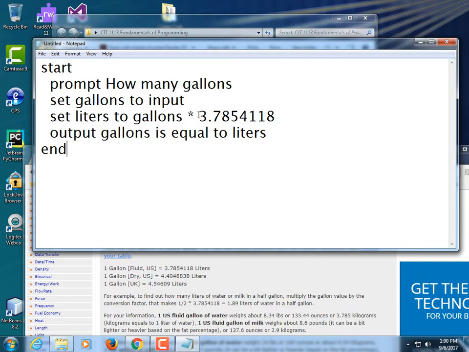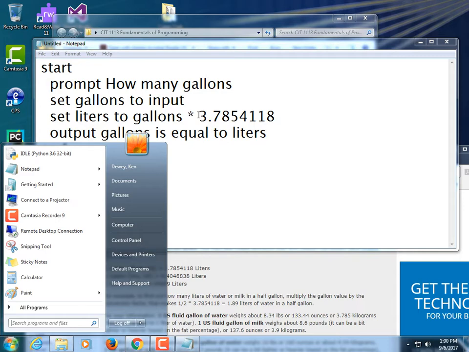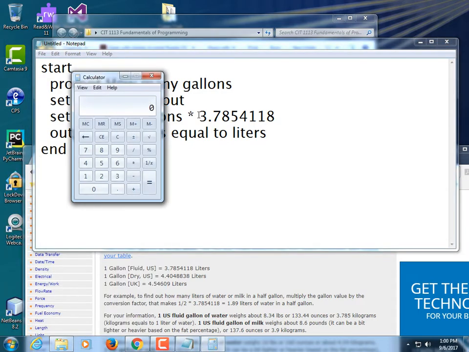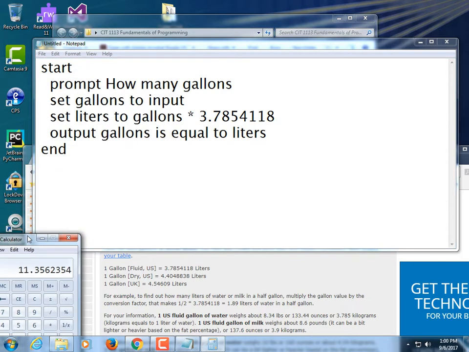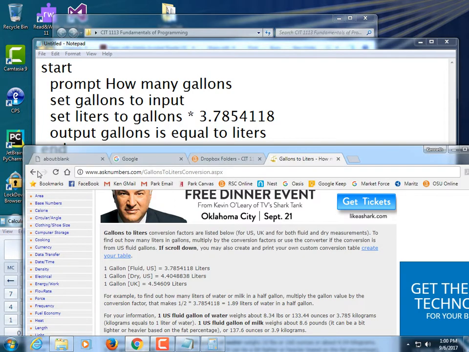Why don't we check and make sure it's actually correct? Wouldn't it be a good idea to check our math here? How could we possibly do that? What if I bring up this other tool called calculator? Hit Windows, type calc. So if I said 3 gallons of gas times 3.7854118 comes out to 11.3562354, correct?